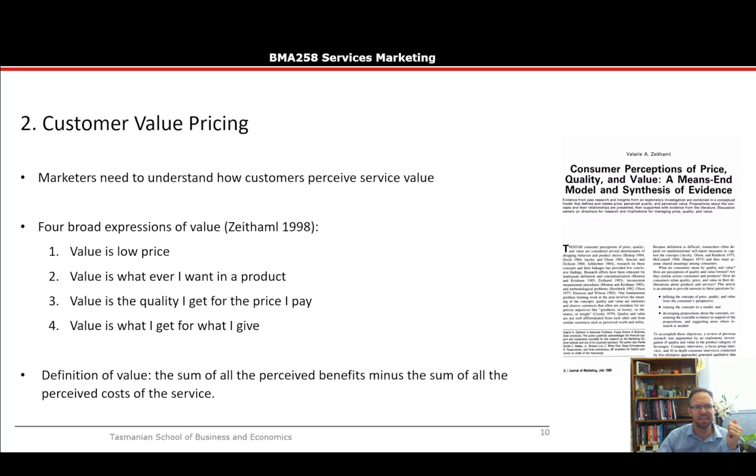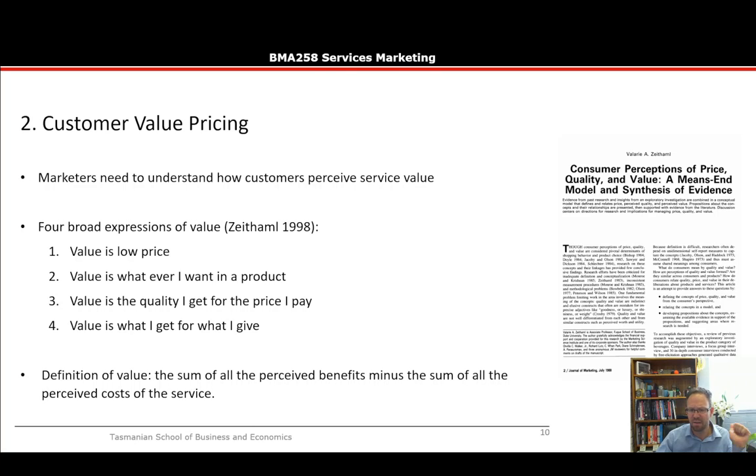Now the next one is customer value-based pricing. Marketers need to understand how customers perceive service value. This is a more advanced way of looking at pricing. We've got 4 broad expressions of value, and this is research published by Zeithaml in this journal article here. So some customers see value as a low price.